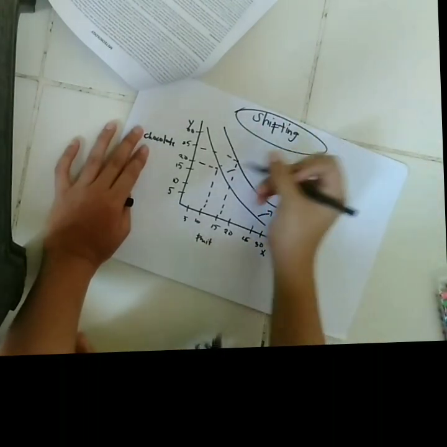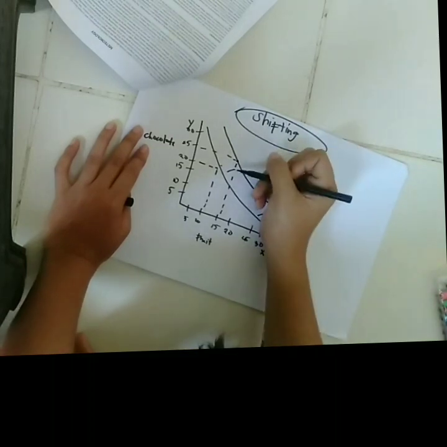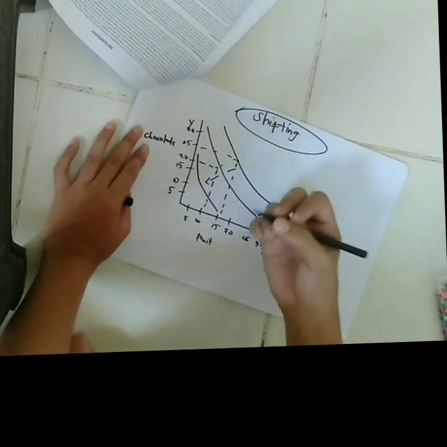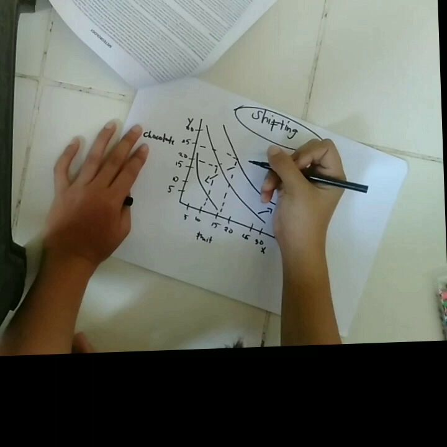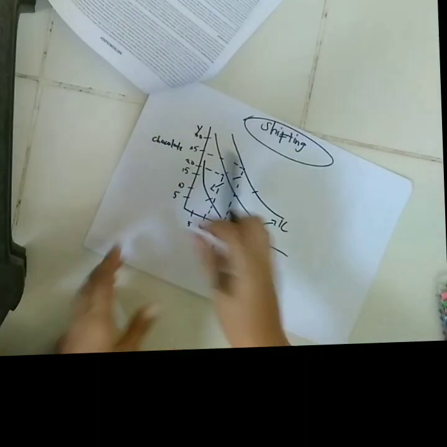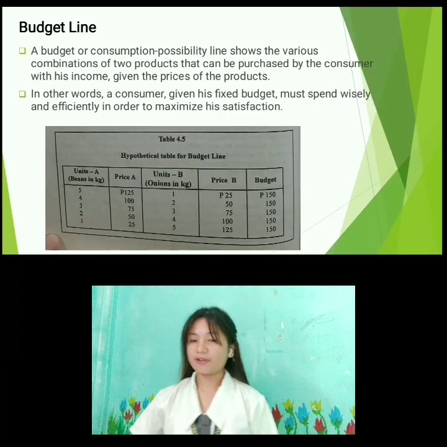It means, mas dumadami yung nakoconsume mo na product. Pag gusto mo naman mababa lang, so magkakaroon tayo ng shifting pa dito, which is magiging ganyan na yan. So, bumaba yung product na kinonsume mo. So, this is what we call shifting of indifference curve. Now, let us proceed sa budget line.